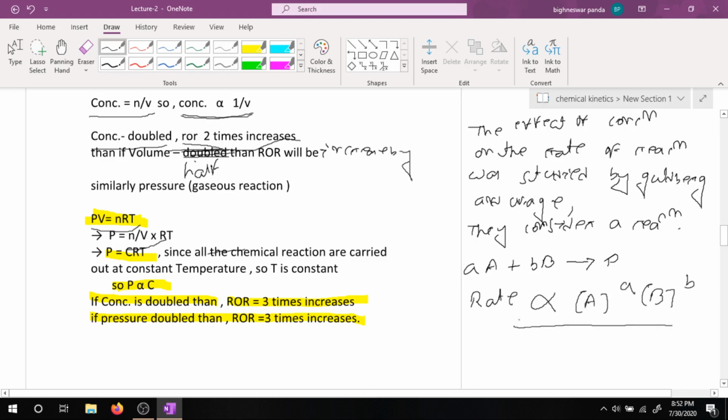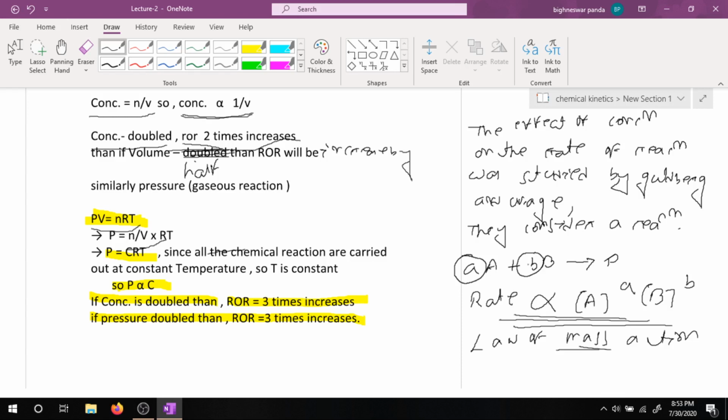This equation is the so-called law of mass action. What is the law of mass action? The rate of a chemical reaction is directly proportional to the molar concentration of the reactants, with each concentration term raised to the power equal to the stoichiometric coefficient. Here the stoichiometric coefficient is a for A and b for B. So theoretically, I can write the law of mass action.